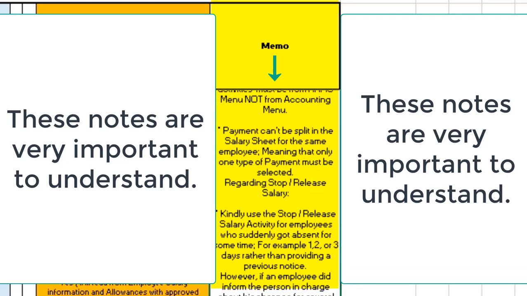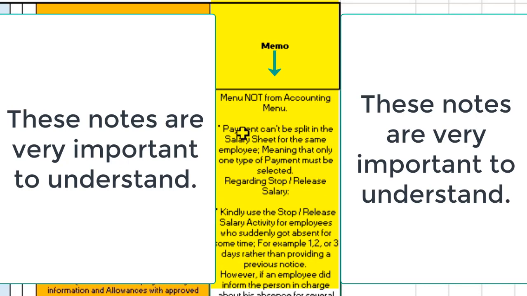And the payment cannot be split in the salary sheet regarding the same employee. So for different employees, yes, of course, different payment methods can be selected. But for the same employee, you cannot choose, for example, that different payment methods are used for the same employee.